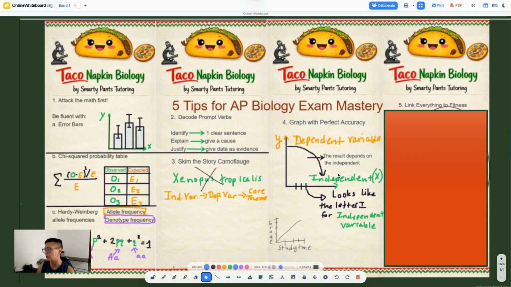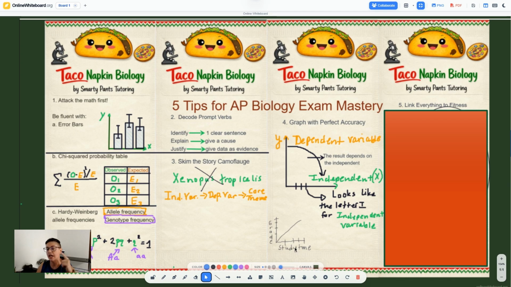Let's take a simple example. So we have study time on the x-axis as our independent variable, and on our y-axis we have our grades, okay? And that is going to represent our dependent variable. Now, how can you figure out what goes where? Let's do a quick little test. Do grades depend on how much I study? Like, does the grade I get depend on how much I study? Does that make sense? Yeah, okay. That sounds right. Good. So again, the result or the grade depends on the independent, which is your study time, right?